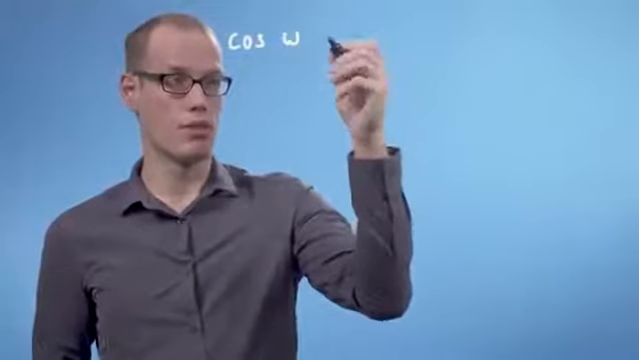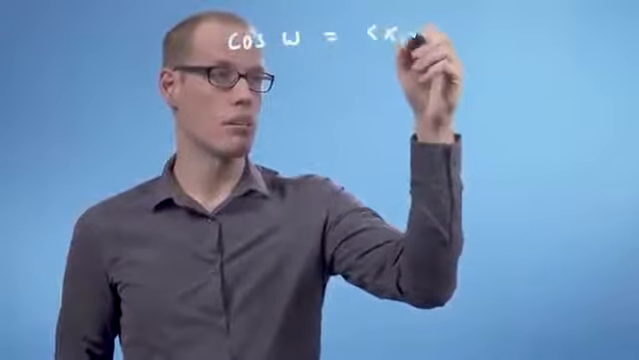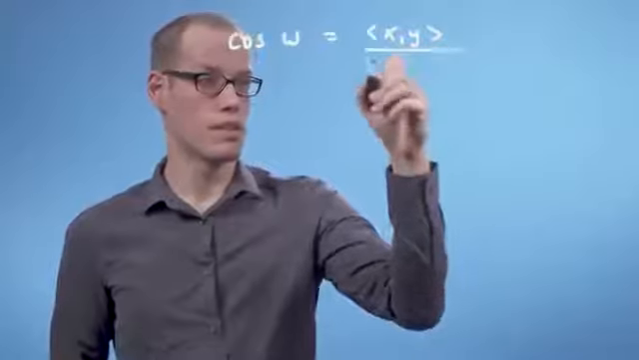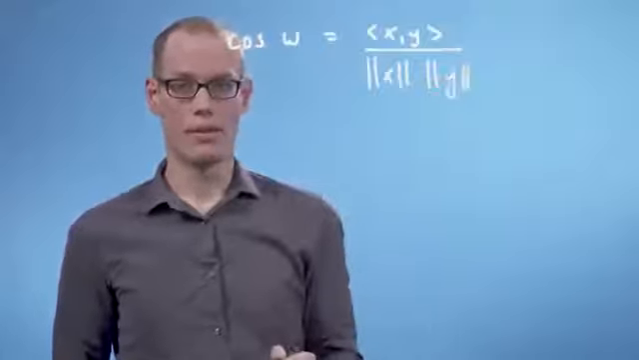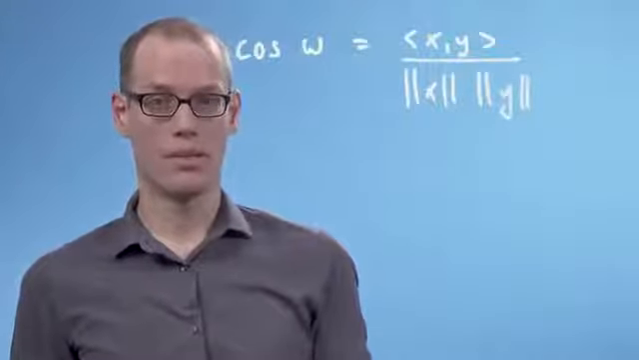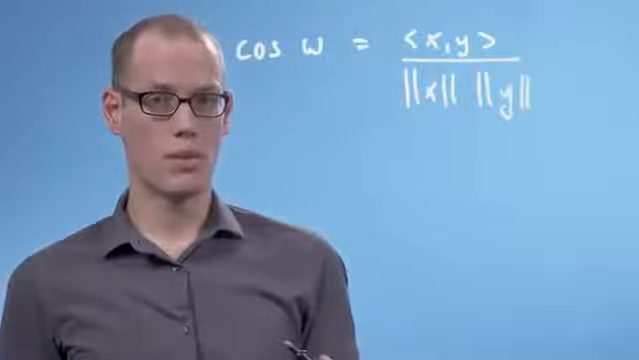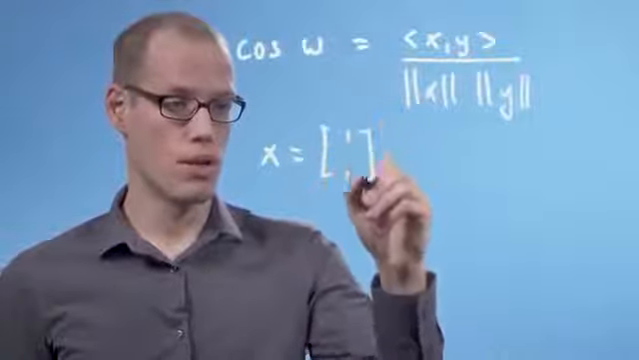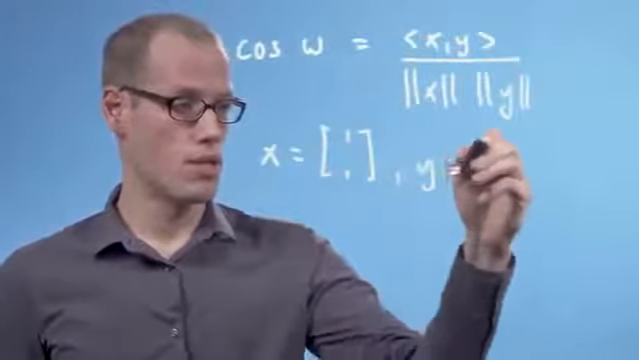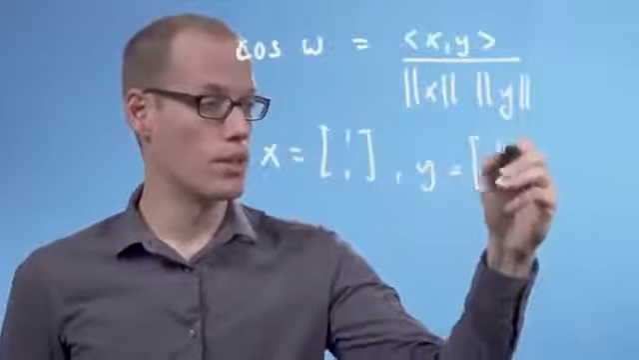If we have two vectors, x and y, and we want to determine the angle between them, we can use the following relationship. The cosine of this angle between the two vectors is given by the inner product between the two vectors divided by the norm of x times the norm of y. Let us have a look at an example, and let's compute an angle between two vectors x, which is (1, 1), and y, which is (1, 2).